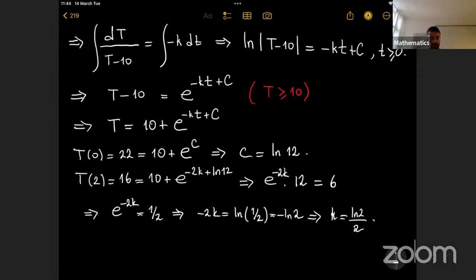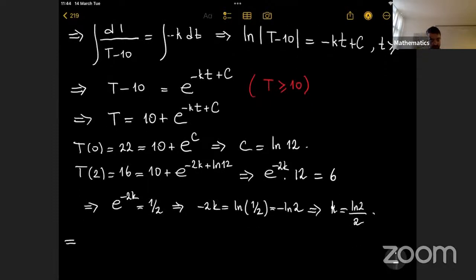So what we get basically is the following. T of t is equal to 10 plus e to the minus ln 2 over 2 times t plus c. c is ln 12, so e to the ln 12 is 12, so basically this is times 12, okay? Any question with this? Oh, we're not done yet.